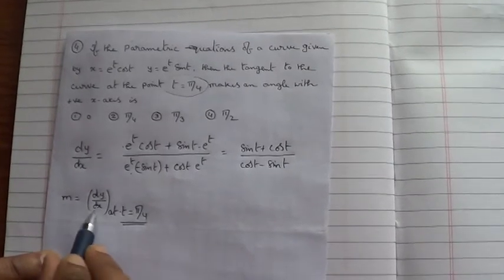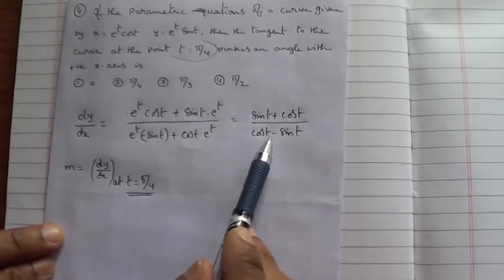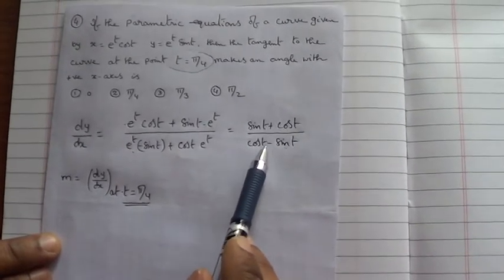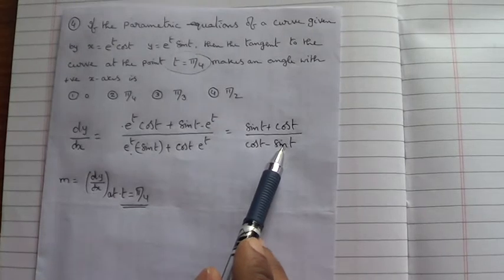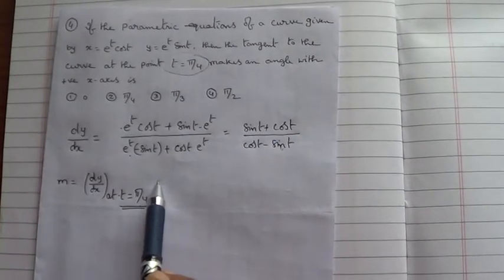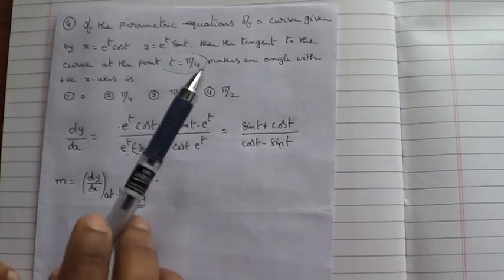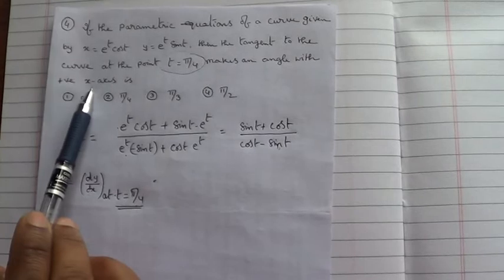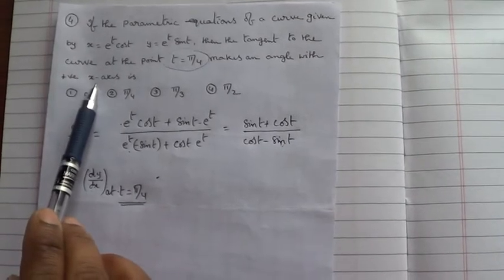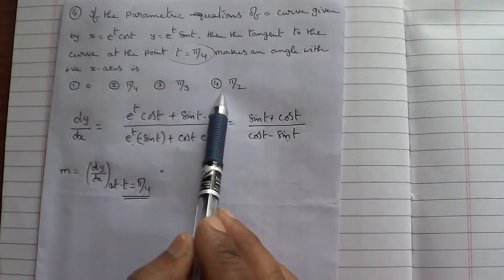Tangent slope is the differentiation at t. So now if you put t is equal to pi by 4, what happens? Denominator is becoming 0. Denominator becoming 0 means slope not defined, which is the case for the y-axis, right? So that's why the tangent makes how much angle with the x-axis? The tangent makes an angle of 90 degrees with the x-axis. Okay, so we are going for the next question.